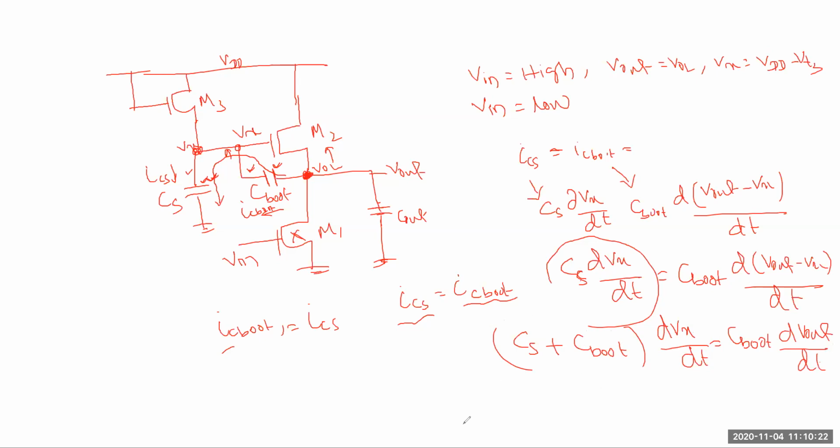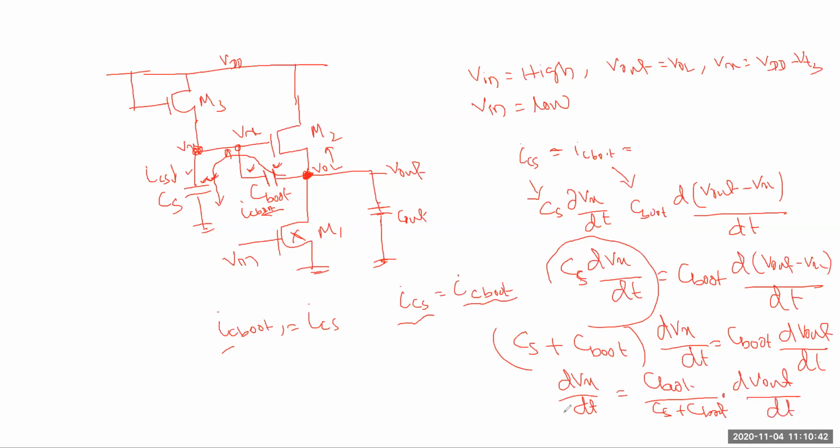So now dVx by dt, the change in voltage at Vx, is equal to C boot divided by C S plus C boot, into dV out by dt.